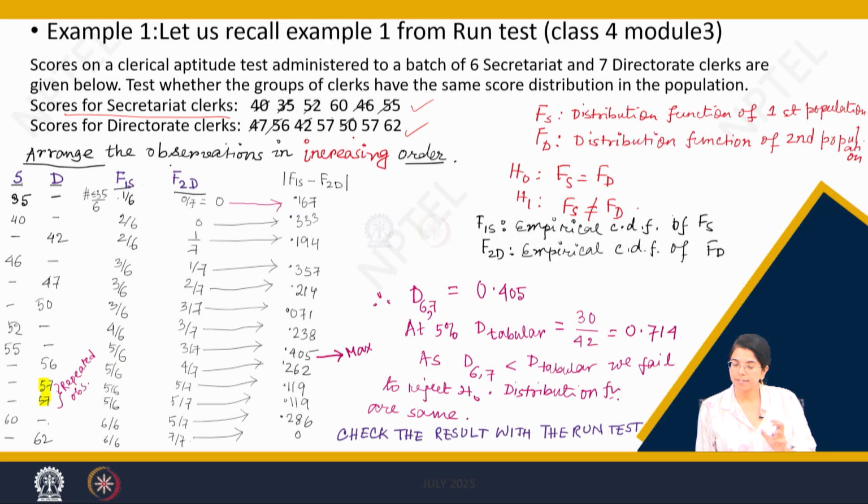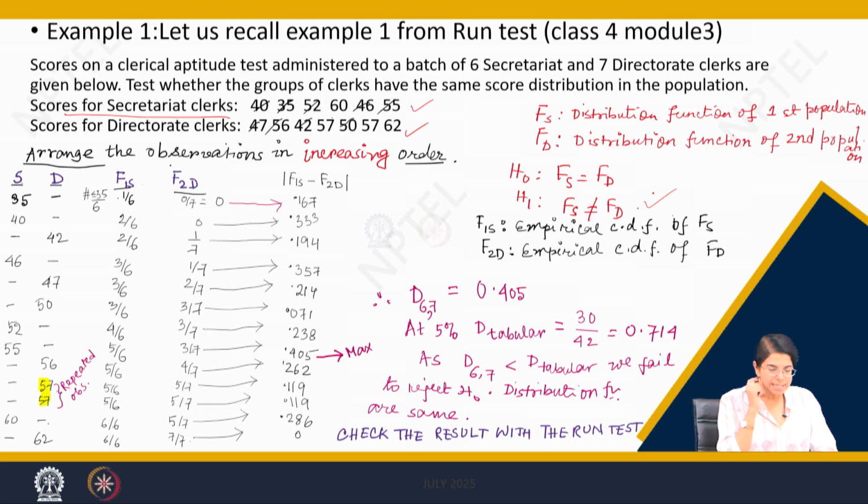What is my null hypothesis? If Fs is the distribution function of the first population and Fd is the distribution function of the second population, then the null hypothesis is Fs is equal to Fd, right? And the alternative hypothesis is Fs not equal to Fd. Listen, you can do this problem using R, using the run test, using the median test, but here we are trying to solve the same problem by the Kolmogorov-Smirnov goodness of fit test.